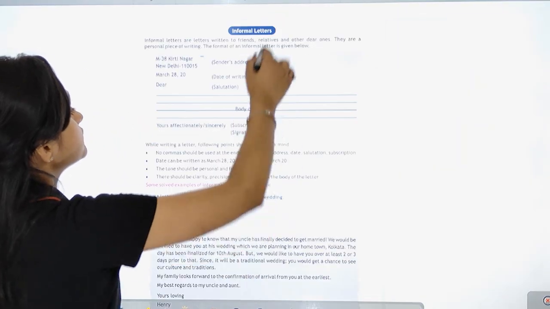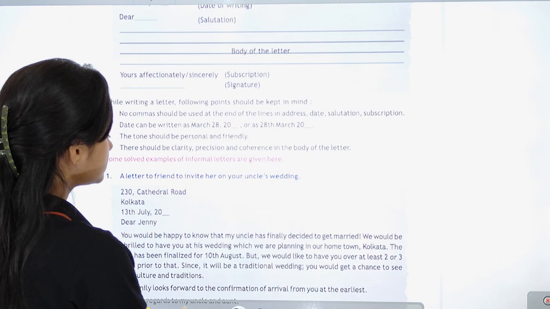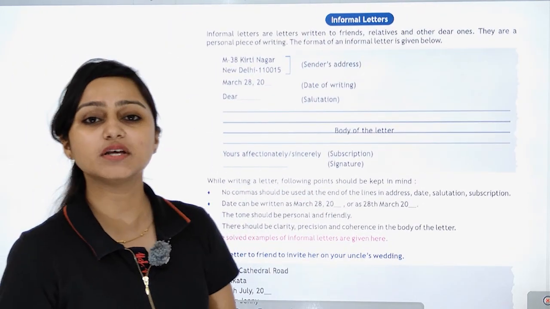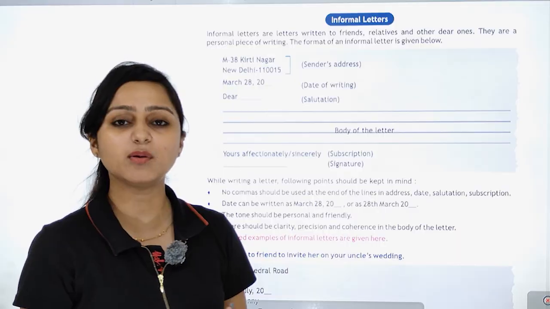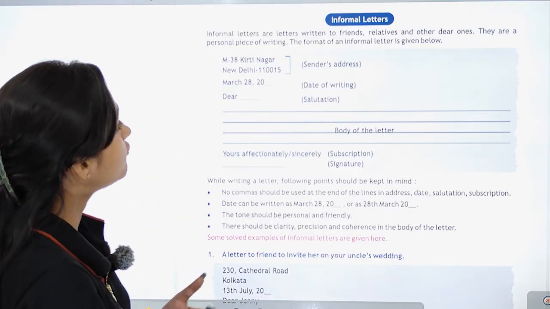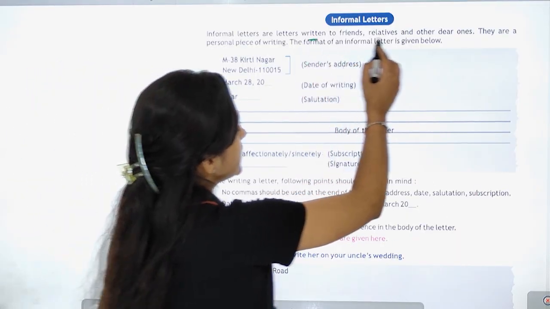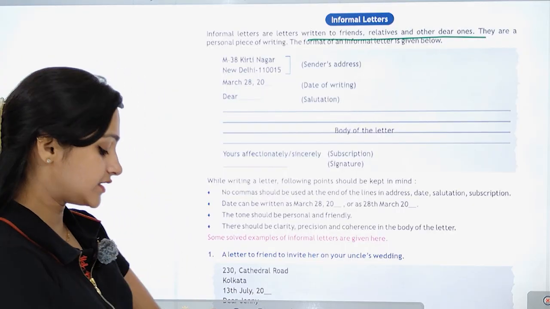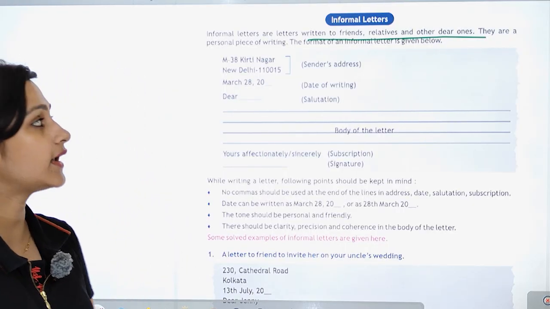Now here let's talk about informal letters, जो हम उन्हें family, friends और relatives को लिखते हैं. Informal letters are letters to friends, relatives or other dear ones. They are personal pieces of writing. ये क्या होता है? Personal piece होते हैं writing के.